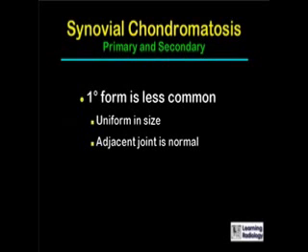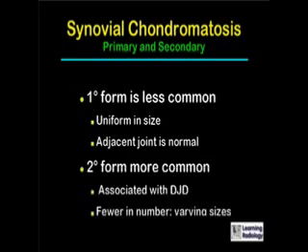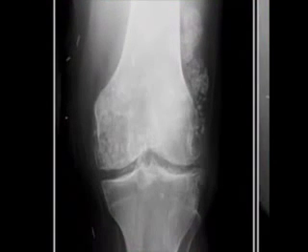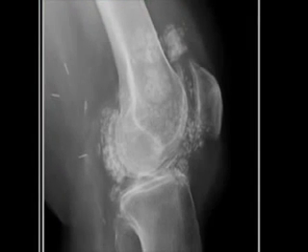The calcifications tend to be more uniform in size, and the adjacent joint is usually normal. The secondary form is more common. It is most frequently associated with osteoarthritis, degenerative joint disease, and the calcifications tend to be fewer in number and vary in size. This is an example of primary synovial chondromatosis. You'll see there are numerous calcifications in a ring and arc configuration that surround the knee joint. They tend to be somewhat homogeneous in size.